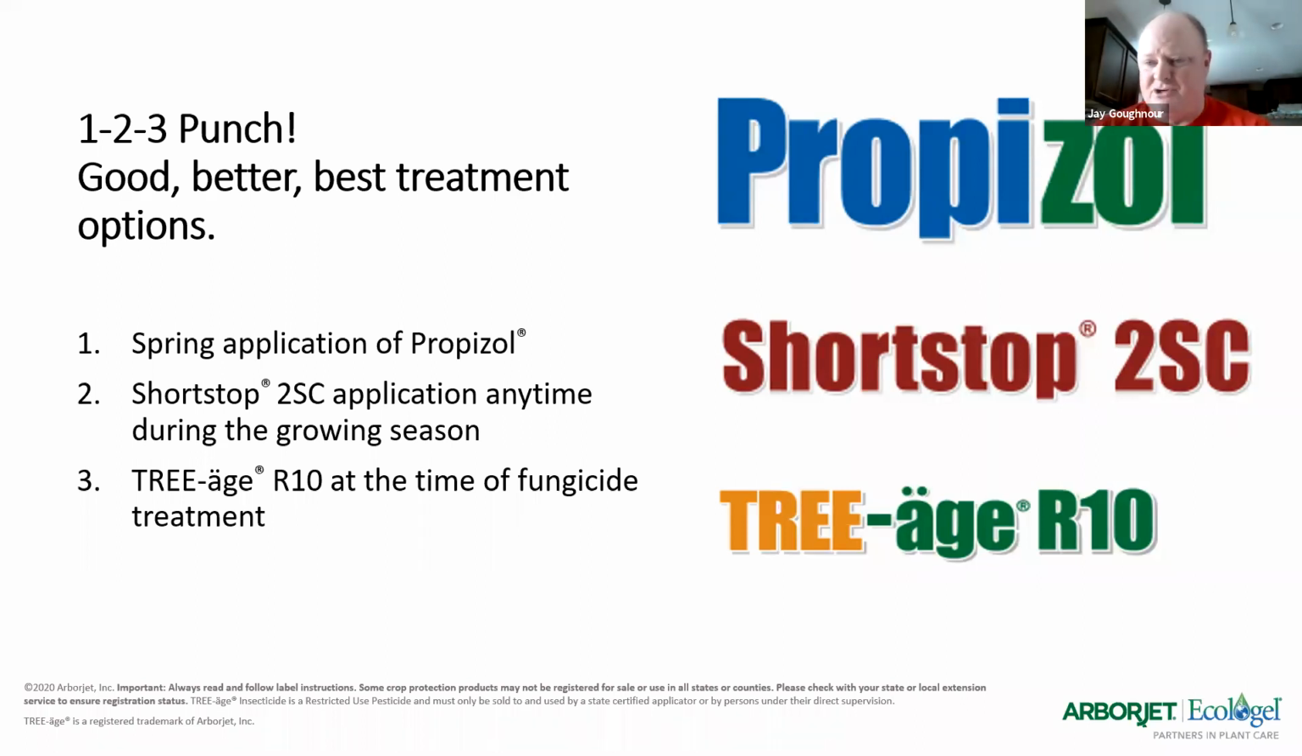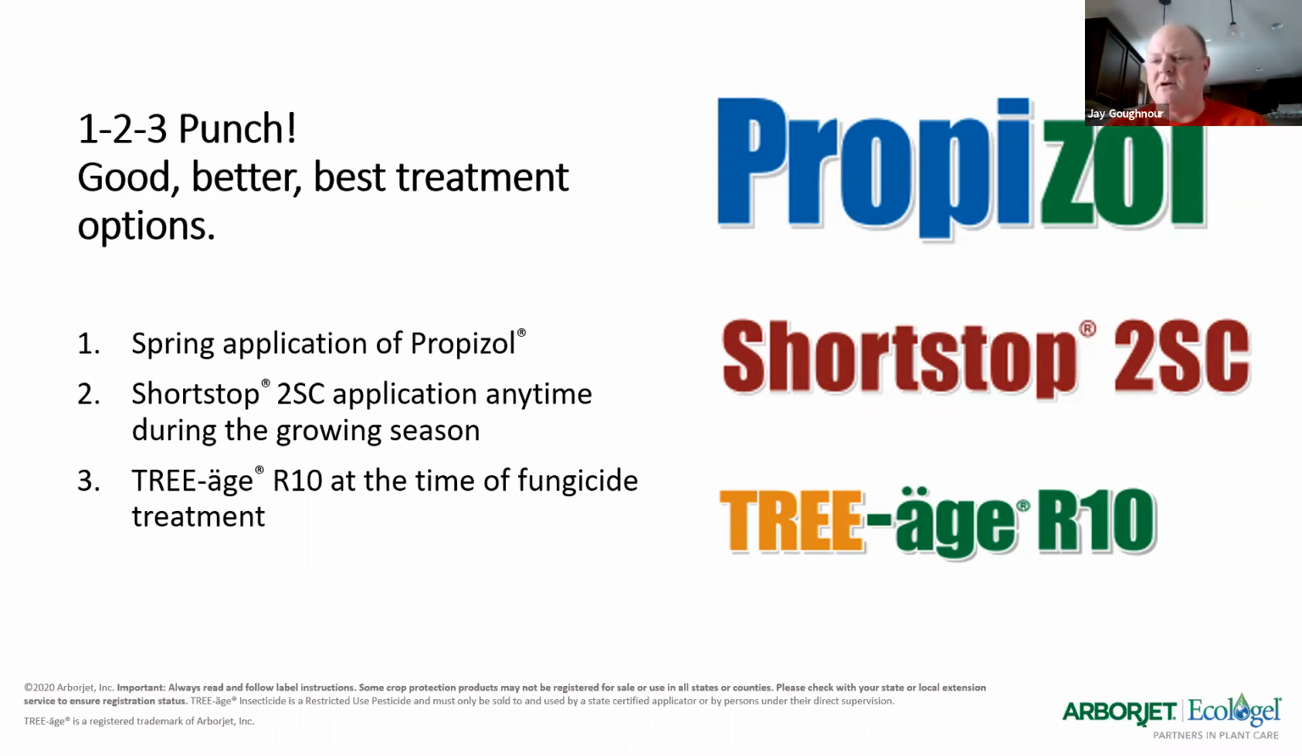A better option would be to do your propazole and follow up with shortstop. And I'm a big believer. I think every oak tree should have shortstop. These Bur Oaks are mature. They're old. They don't need to grow anymore. They don't need any more branches. They need to have healthy leaves and healthy roots. And I'm a big believer that this is a good product to have in here. This one should probably be right there with propazole as an option.